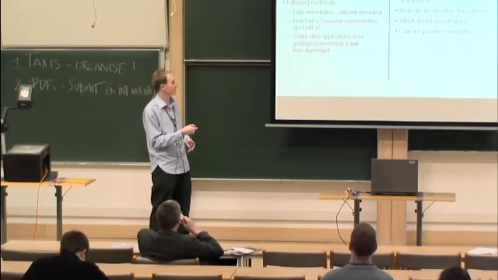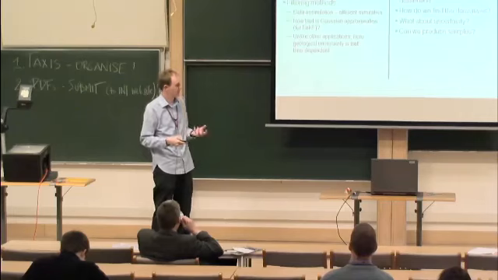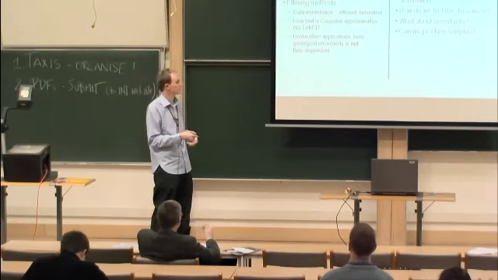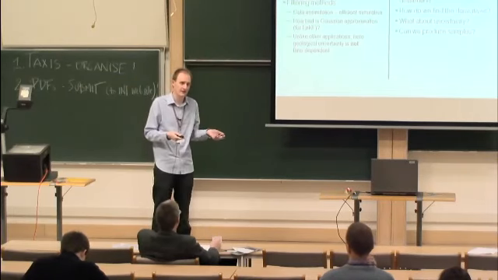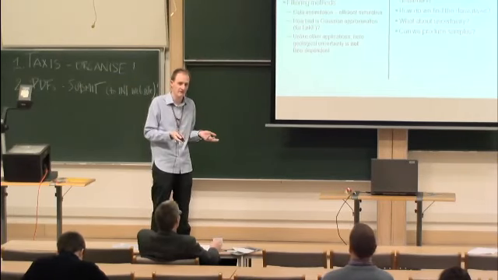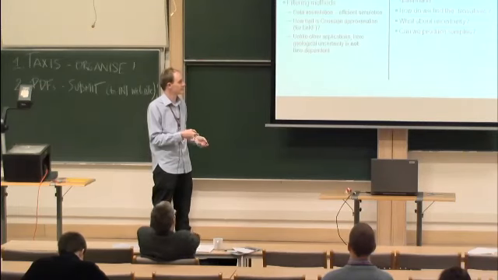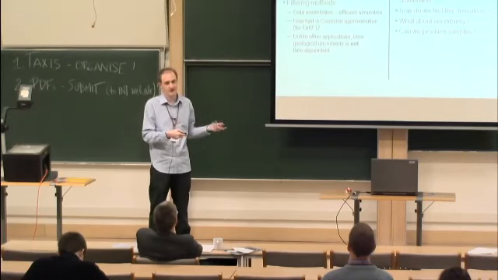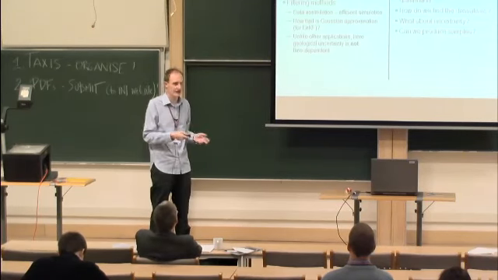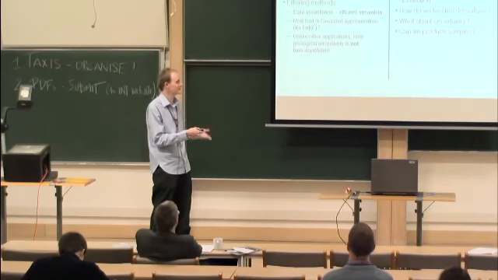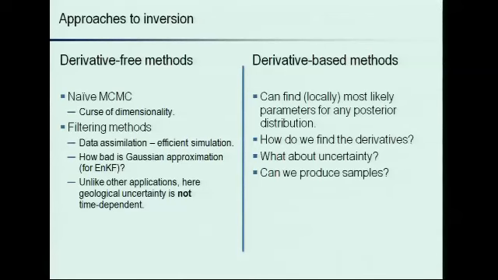The more traditional methods are derivative-based methods, which allow you to find locally the most likely parameters. Then there are questions about whether local is actually going to be okay, and that depends very heavily on the problem. The question is, how do we find the derivatives? I think we've already seen that in pretty much everyone's talk, which is a good thing to see, that adjoints are the way forward for that. But one of the key problems is, what about dealing with uncertainty, and can we produce samples? Because that's a more useful way of visualizing the uncertainty that we have.